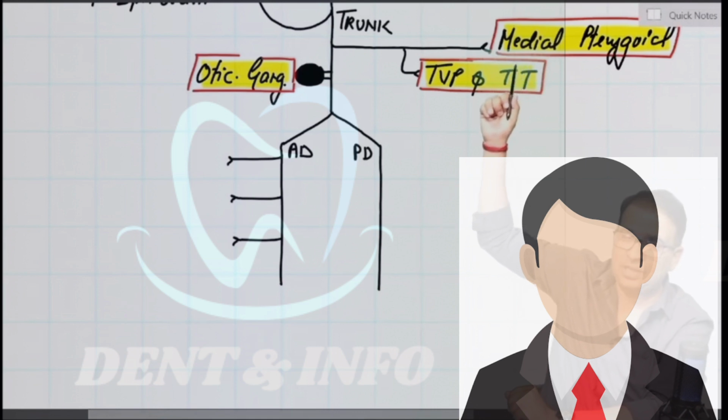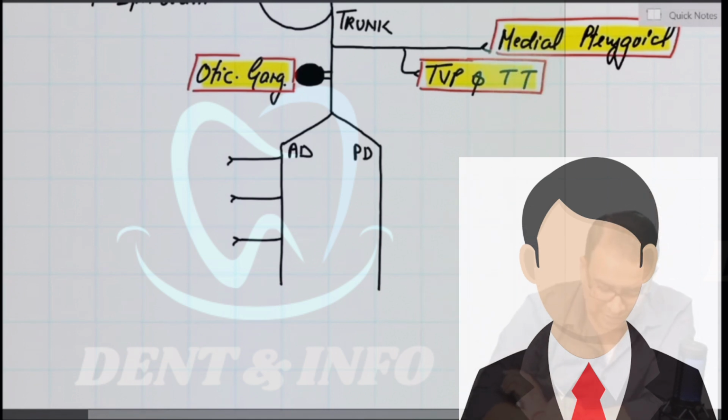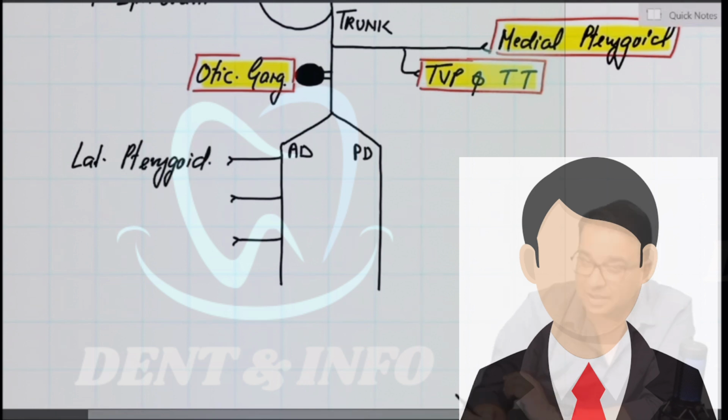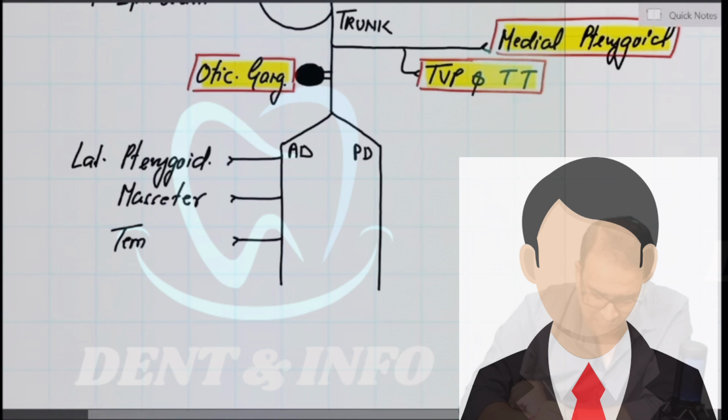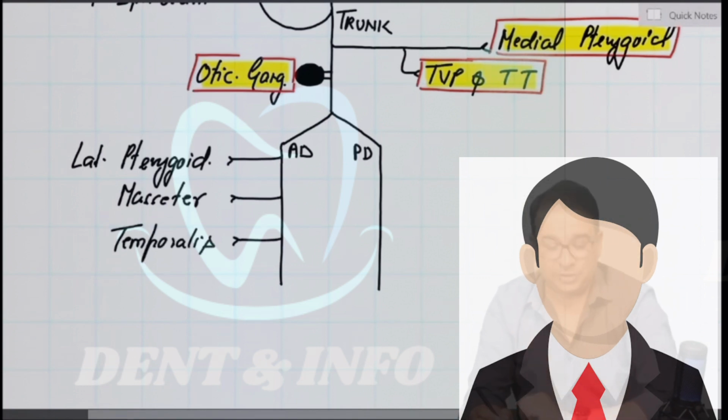Which muscle is done? Medial pterygoid is done. And look at the three muscles here. It supplies the lateral pterygoid. It supplies the muscle with the name of masseter. And it supplies the muscle with the name of temporalis. Right? So three motor branches.